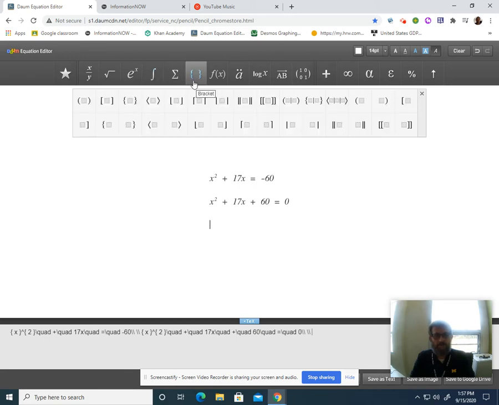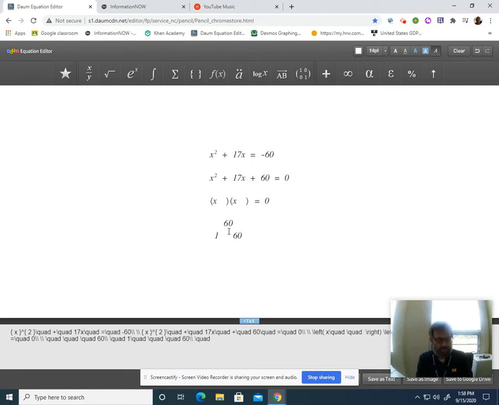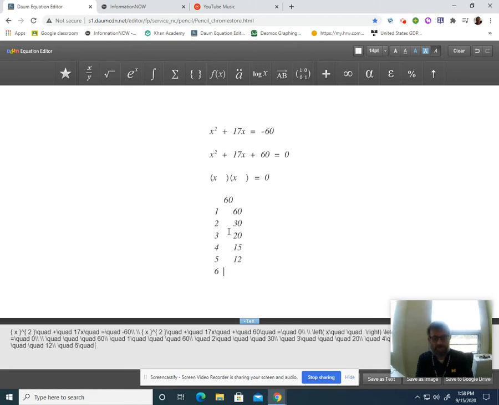We're going to try to factor, so we're going to have two sets of parentheses, and this one's going to be x plus some number, and this one's also going to be x plus some number, and we're still going to equal 0. These numbers need to multiply to give me 60. So what are the things that will multiply to give me 60? Well, you have 1 and 60, 2 and 30, 3 and 20, 4 and 15, 5 and 12, 6 and 10.